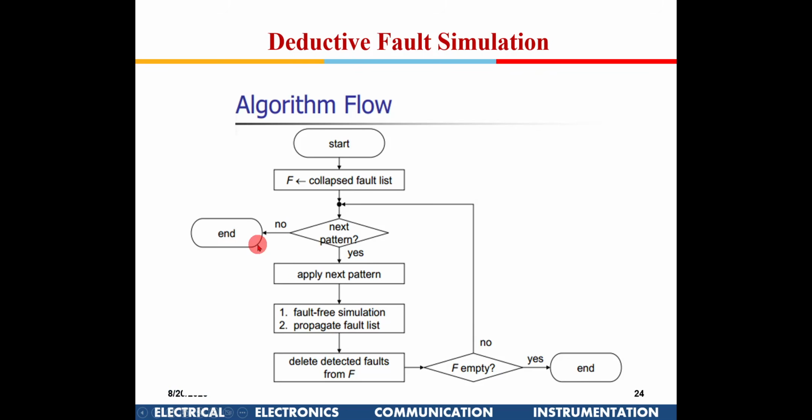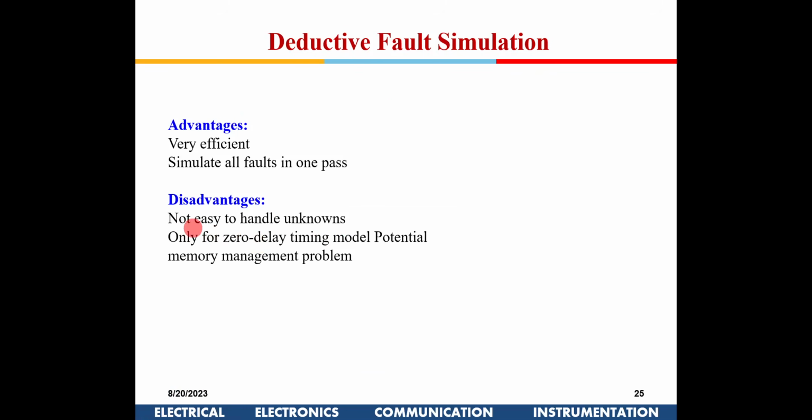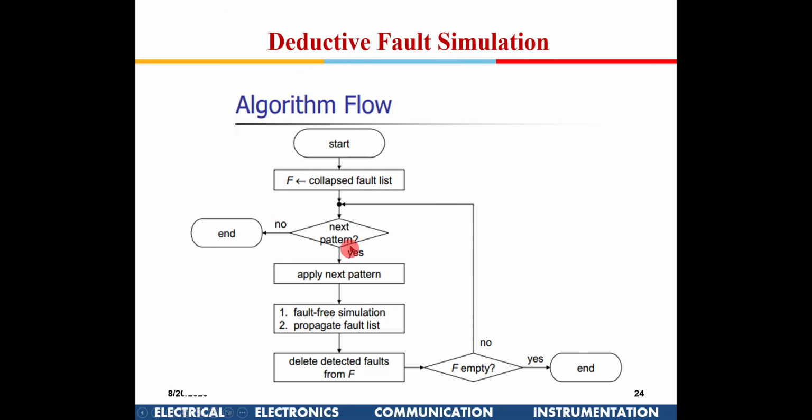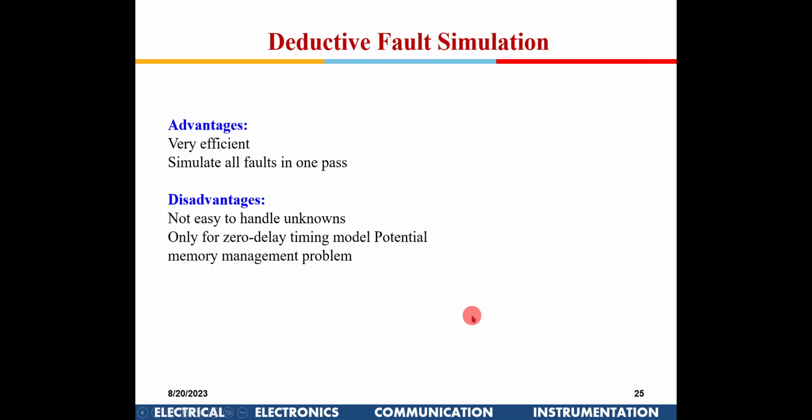Now the only problem out here, the disadvantage, is that it doesn't save any time by fault dropping, right? Because every time a new test vector is applied, it will compute this entire thing. Okay, so there is no concept of fault dropping here, right? So that is the algorithm. You can see a graphical explanation of what we have done. So it is very efficient, simulating all faults in one pass.